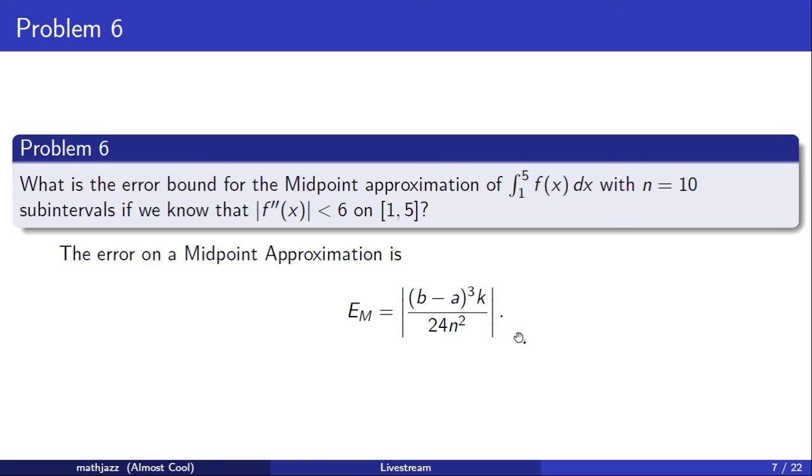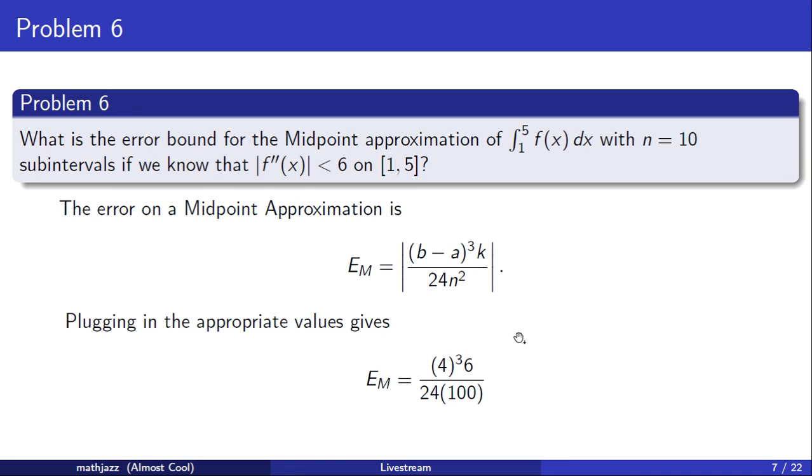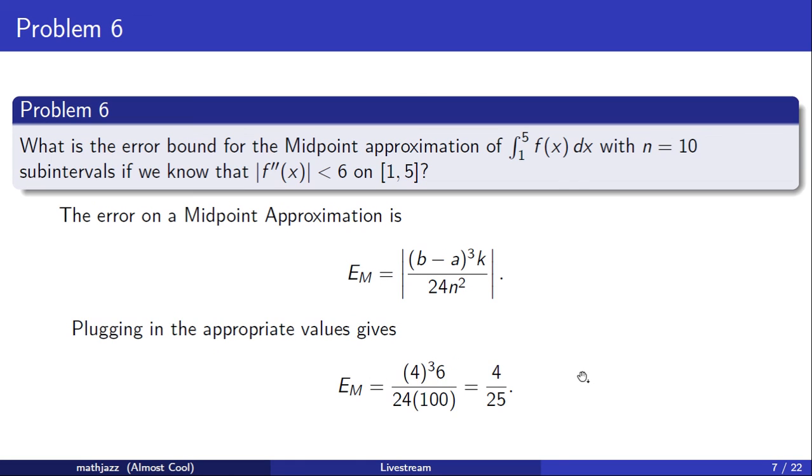And we know all of these values, I think, so let's plug them all in. We know that f double prime was less than 6, so we stick 6 into our k. And then we have 5 minus 1 is 4, so we have 4 cubed times 6 on the top, and 24 times 10 squared on the bottom. And we can simplify that a bit. We get the error bound is going to be 4/25.